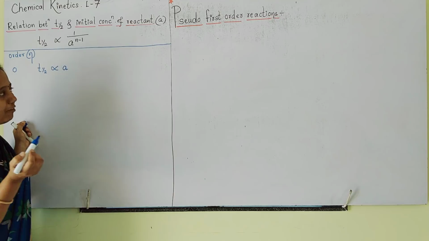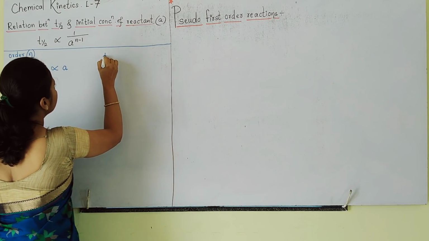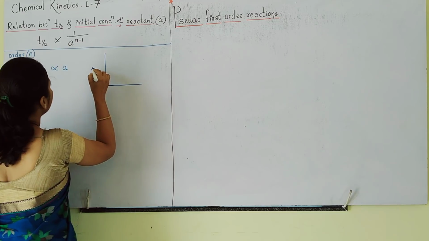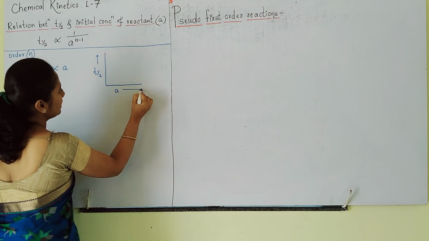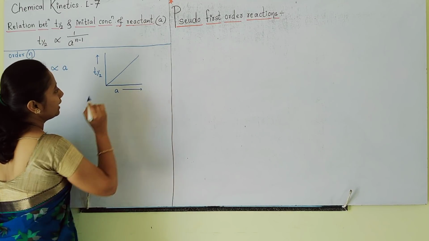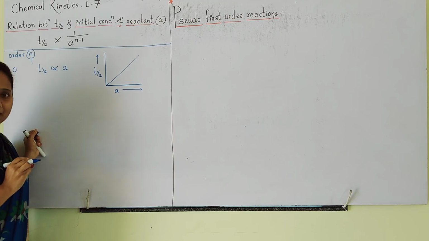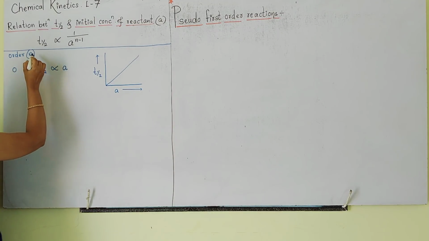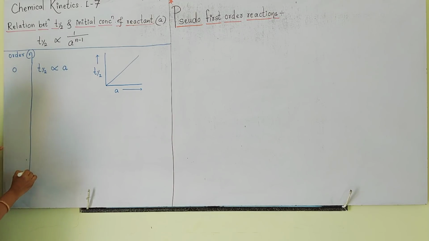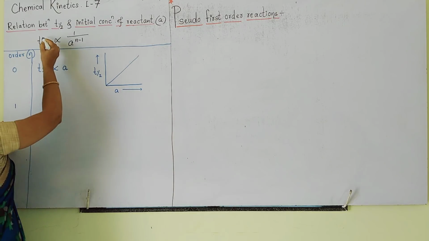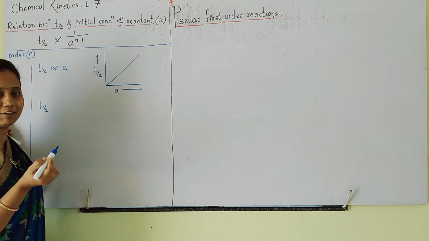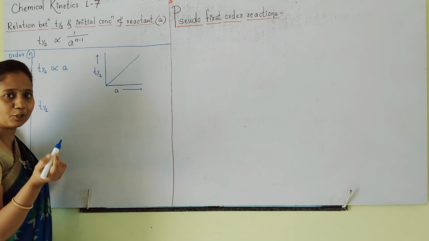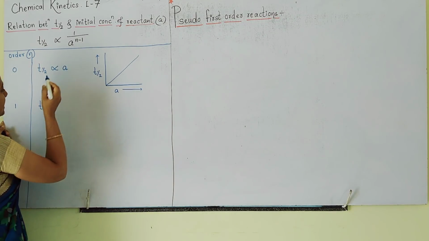If we have to plot a graph, how will we plot it? We can plot the graph like this: half-life versus initial concentration A. Directly proportional. Okay. Let us move to the next order. Imagine that we have to write for first order reaction. How can we write, students? T half. Already you know that we have just proved that half-life for first order reaction is independent of initial concentration of reactants. Same we'll get here also.